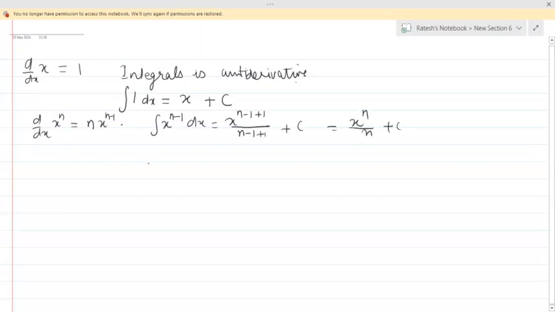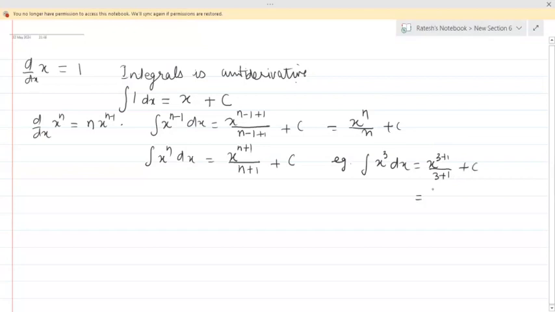So exactly, the general formula: integral of x raised to power n dx is equal to x raised to power n plus 1, with 1 added to the power and the same power written in the denominator, plus c. For example, if you have the function x raised to power 3, then you write dx as well. 1 will be added to the power, so it will be 3 plus 1, the same power in the denominator, plus c, and the answer will be x raised to power 4 over 4 plus c.